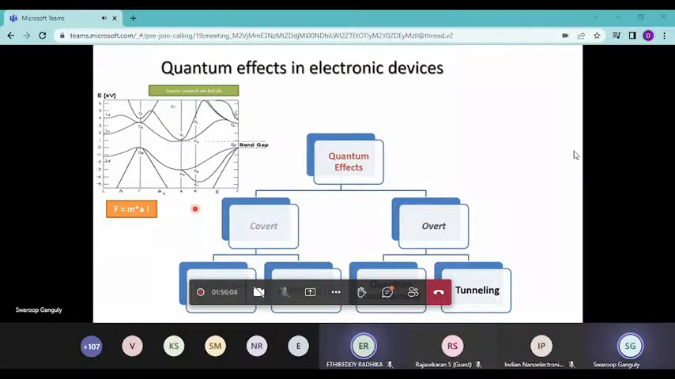And then I have taken a problem for illustration. I have taken a simulation problem which does involve quantum mechanics. So quantum effects in electronic devices can be categorized into two: covert, that means hidden, and overt, that means open.